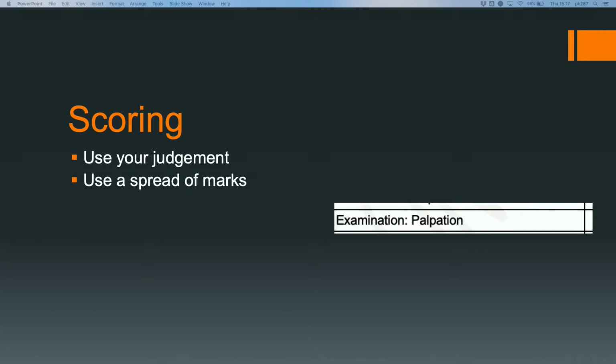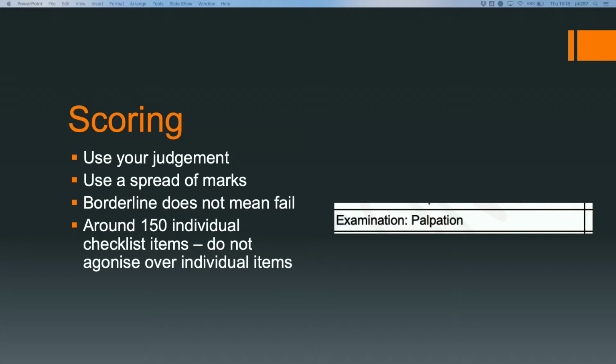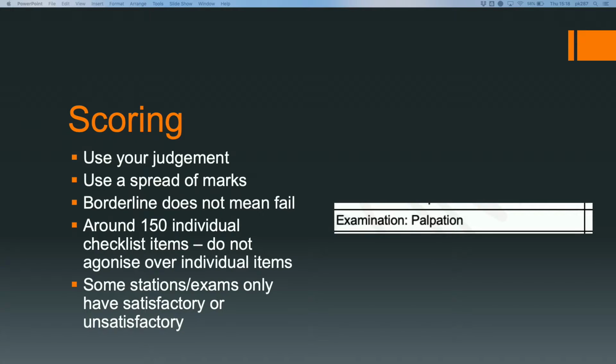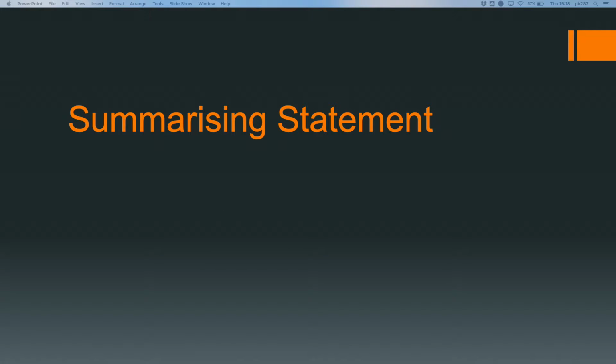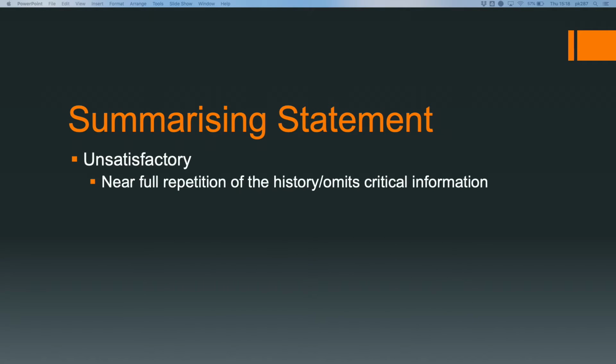Please use your judgment with the scoring. Please use a spread of marks. Don't give everybody 20 out of 20 or give everybody borderline for everything. The way the maths works on this requires you to use a spread of marks. And remember, borderline does not mean fail. The students will have hundreds of individual checklist items, so you do not need to agonize over a single item. Go with your best judgment and move on, and do not worry about it. And remember, some stations have only the satisfactory or unsatisfactory option. In the later years, the students might be asked to give a summarising statement as part of their Viva.